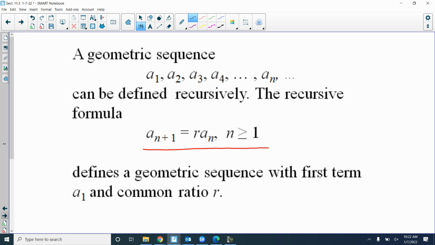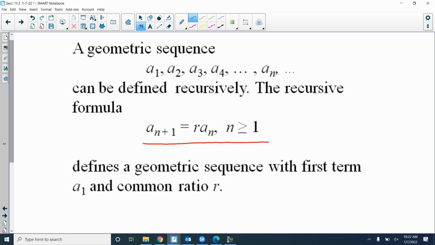Now, a geometric sequence can be defined recursively. Remember, recursively means you use the previous term to get the next term. So the recursive formula is A sub n plus 1 equals R times A sub n. All you're doing is multiplying the previous term by that common ratio, that R value. In this case, it was 2, for that last example.